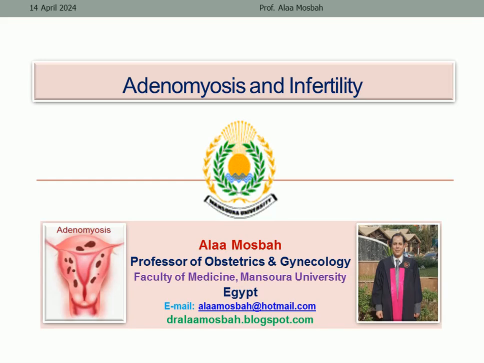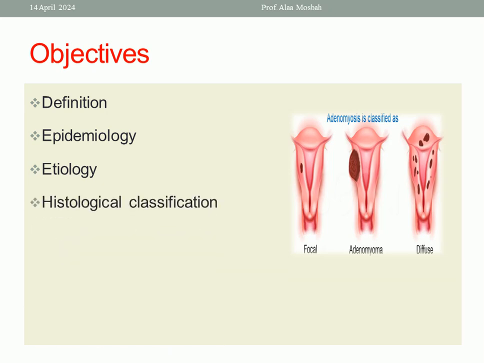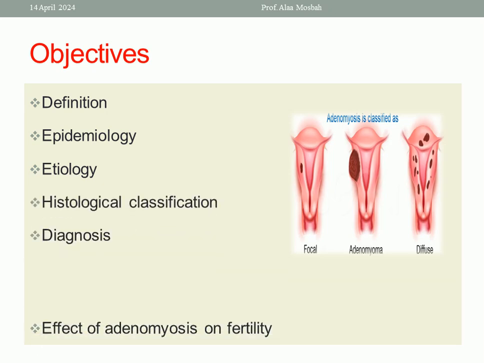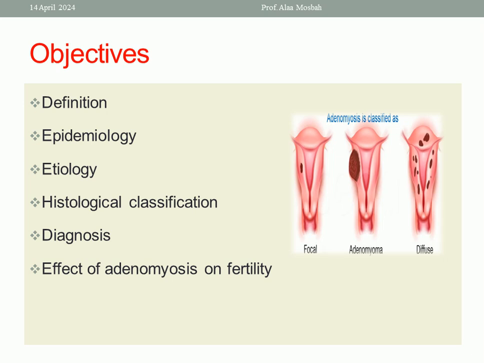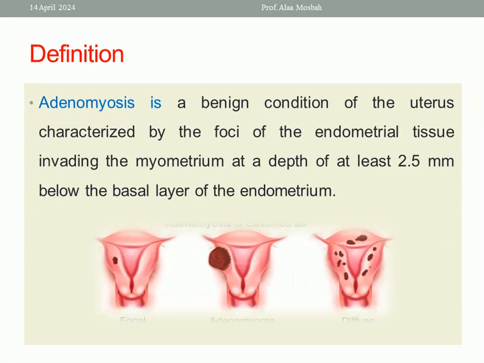Our topic today is about adenomyosis and infertility. So, what are the objectives of this lecture? The definition of adenomyosis, epidemiology, etiology, histological classification, diagnosis, the effect of adenomyosis on infertility, and of course, the pregnancy outcome. And lastly, the treatment.